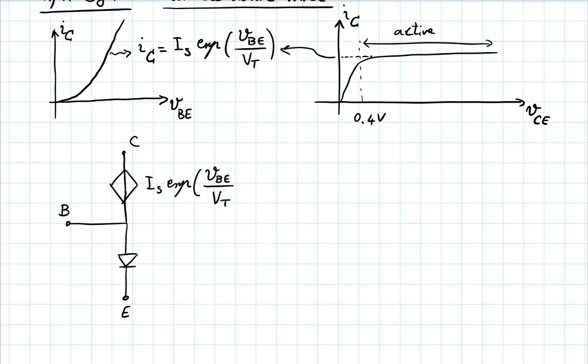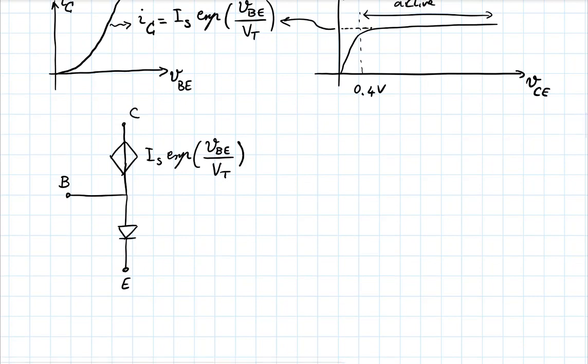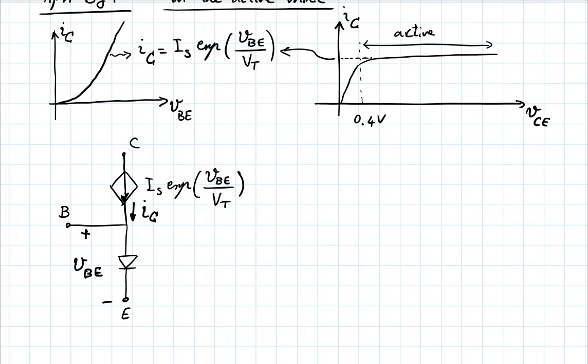Nothing new here. And this is your VBE measured like this. And this is your IC, measured like that. This is where we started our discussion. Well, this is one of the DC models for a BJT transistor in the active mode. That's all it is.